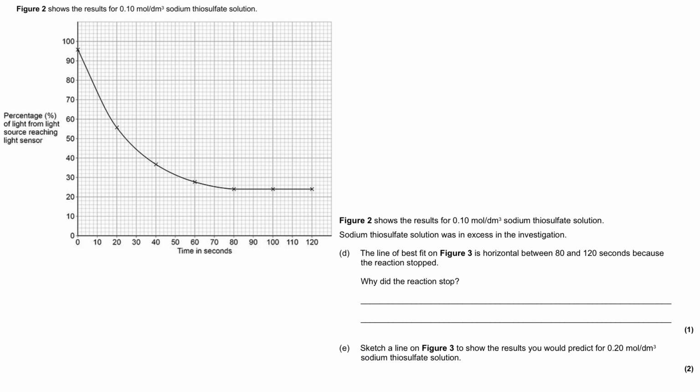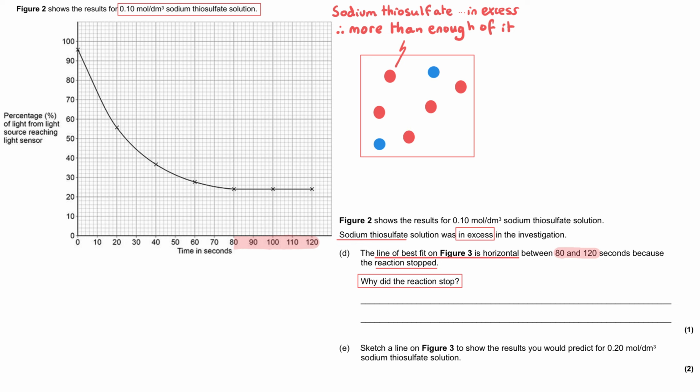The graph that we've been looking at shows the results for when the concentration of sodium thiosulfate was 0.10 moles per decimeter cubed, and we're told that the sodium thiosulfate solution was in excess in the investigation. Then we're told that the line of best fit on this figure is horizontal between 80 and 120 seconds because the reaction stopped, and we're asked to explain why the reaction stopped.